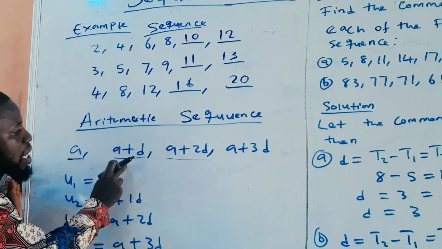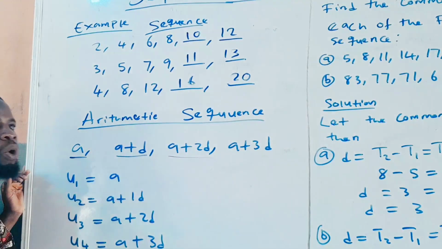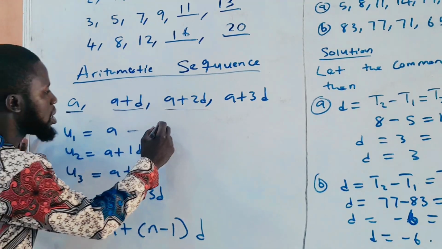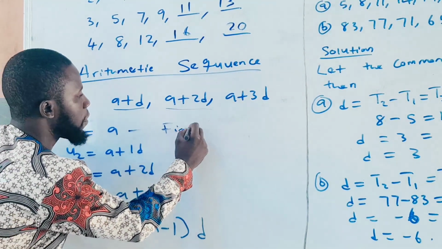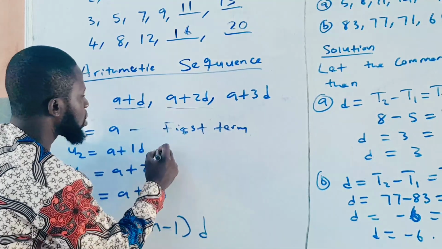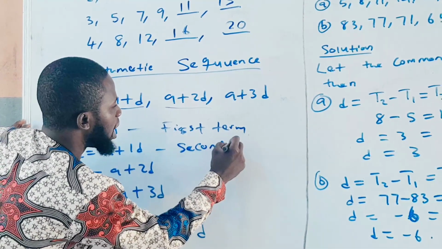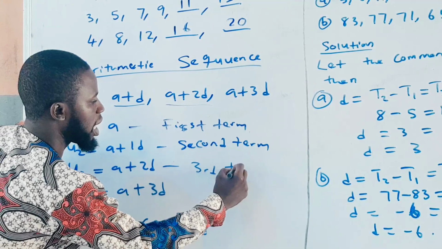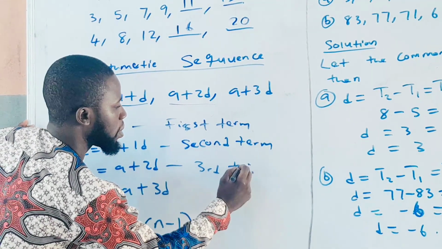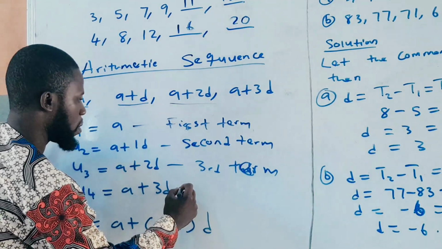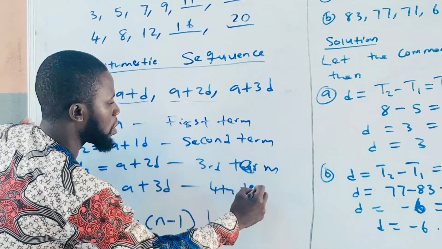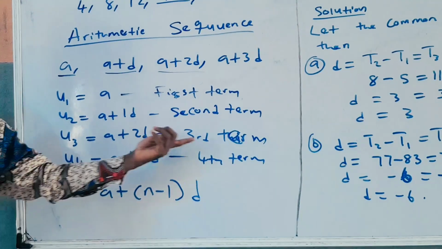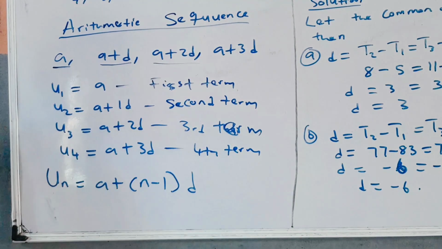We call it first term, second term, third term, fourth term, and so on. Like that. So that's what I've shown you here. U1, that's first term. This is called second term. Third term. So we have first term A, second term is A plus 1d, third term is A plus 2d, fourth term is A plus 3d. What do you notice?